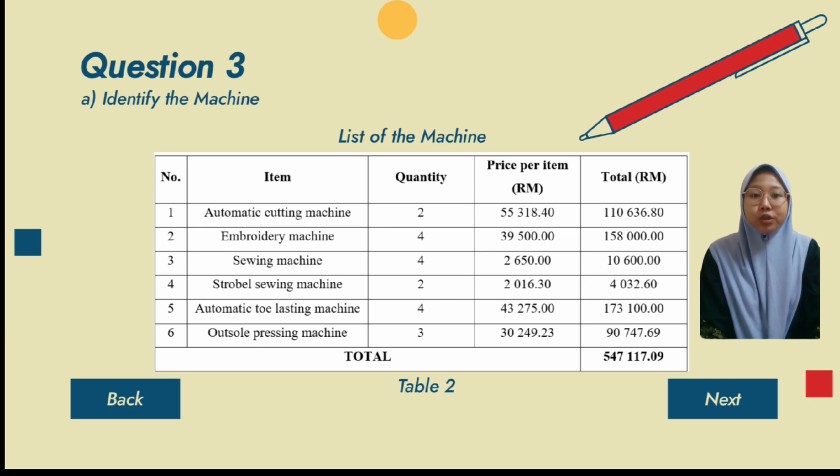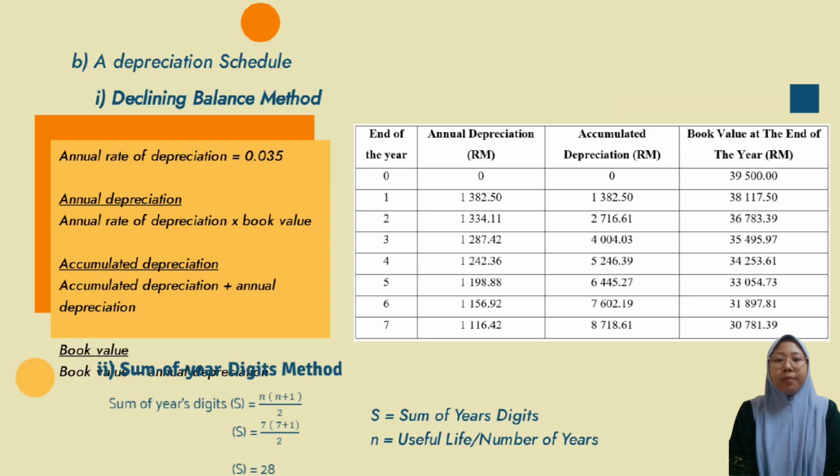Table 2 shows the list of machines used in our company's shoe manufacturing. Based on Table 2, a machine was chosen to make a 7-year depreciation schedule using the declining balance method and the sum of the year digits method. To get the annual depreciation value, the annual rate of depreciation is multiplied by the total book value of the first year. To get the accumulated depreciation value, it is added by the annual depreciation. To get the book value, it needs to be deducted by the annual depreciation.